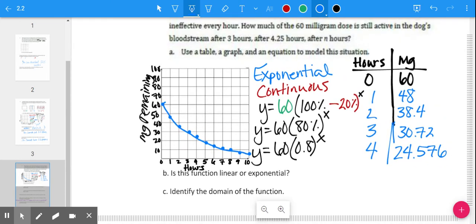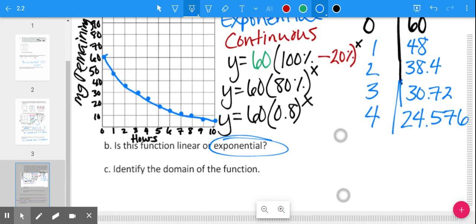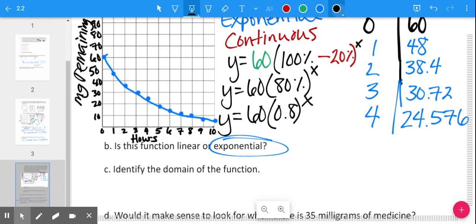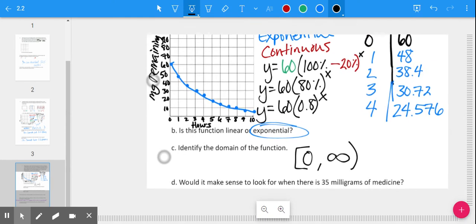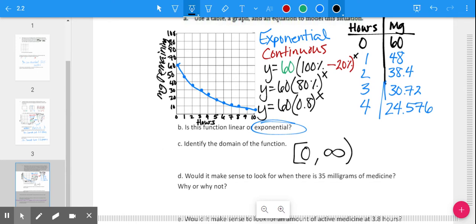So we already answered the question. It's exponential. The domain is not specific values, it's a range of values. That range of values starts at 0 when we first administer that medicine to the dog, and then it continues until it's completely out of the dog's system. We don't know when that is, so we just put infinity.